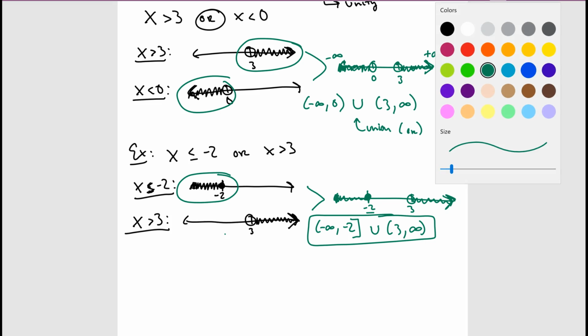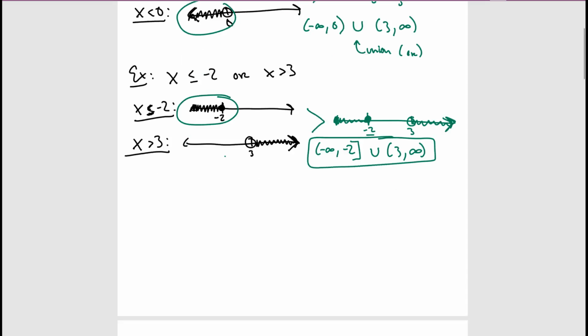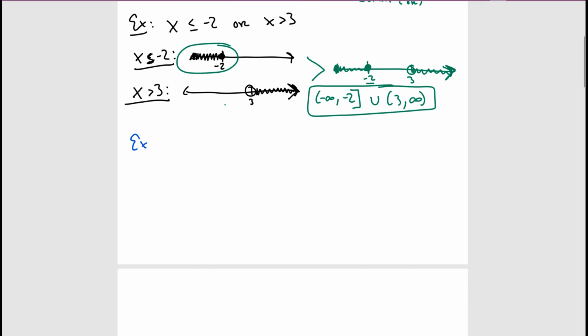Okay, let's do one that's a little tricky. Let me do an example here. This one's going to be x is greater than or equal to 1, or x is less than or equal to 7. You can try this out and figure out what exactly this is, or you can just follow along. So x is going to be greater than or equal to 1.